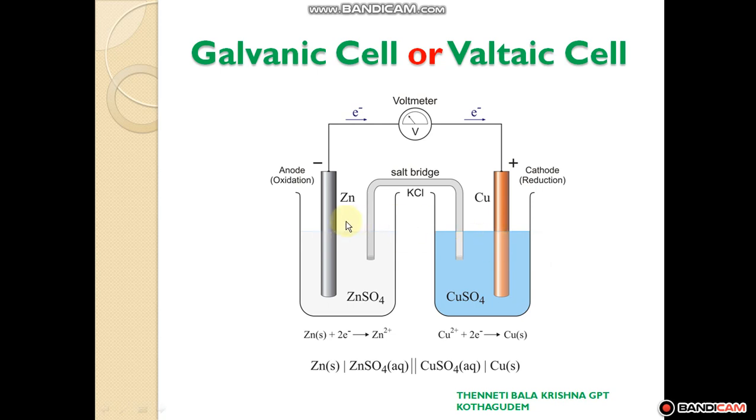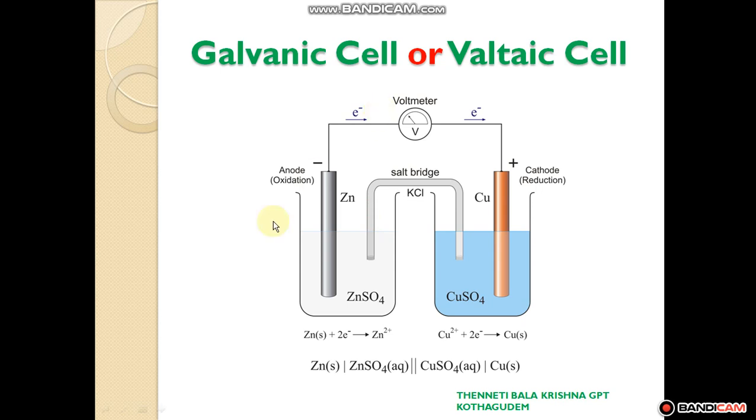Why do we call this an anodic half cell? Oxidation takes place in this half cell, so this is called the anodic half cell. Reduction takes place in this half cell, so this is called the cathodic half cell.